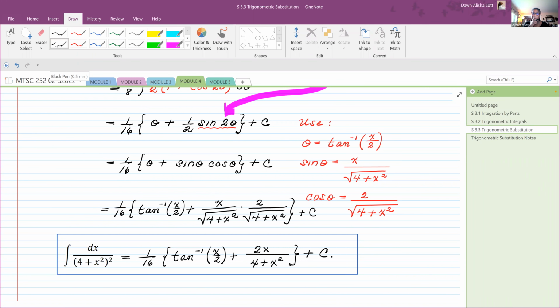Okay, any questions? So obviously, if we've done a sine inverse and a tan inverse, we're going to do a secant inverse.